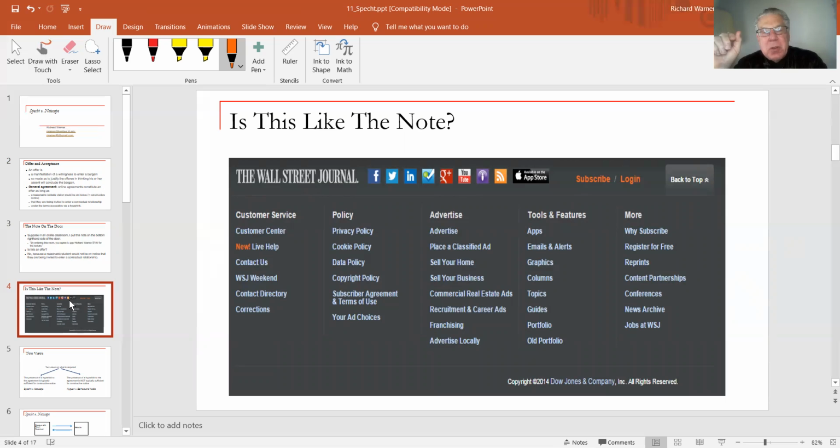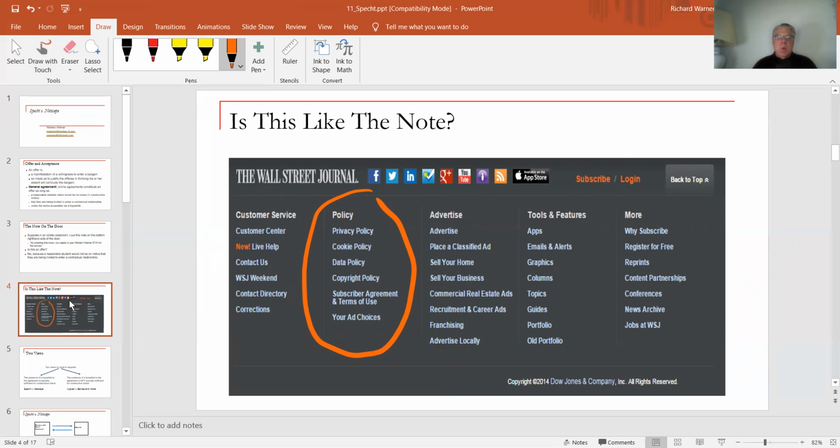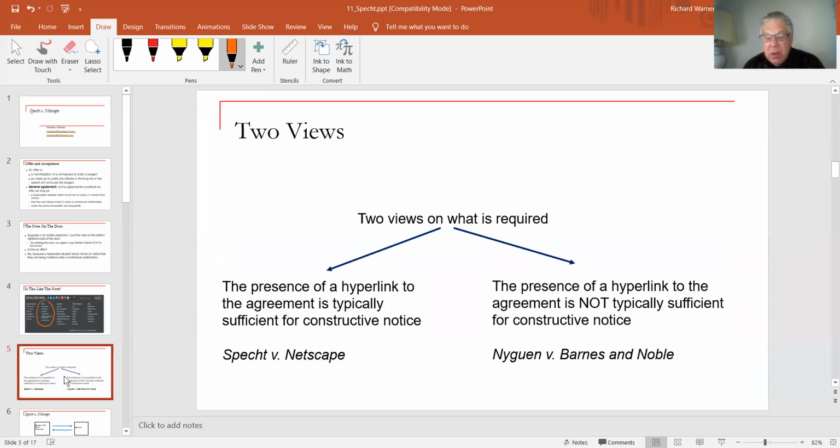This is from the Wall Street Journal, and you have to go way down their homepage to find this, and it isn't as big as it looks on the slide, right? It's smaller, but you see here are the various contractual terms. These are the various contractual terms that govern your use of their website. And is that like the note or not? And there are two views, right?